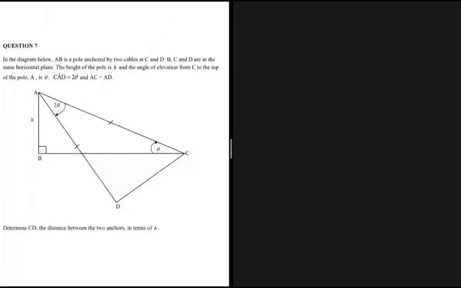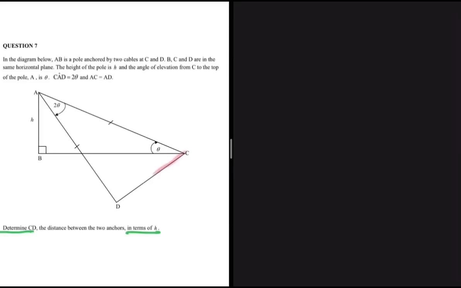Let's determine CD, the distance between the two angles, in terms of H. What you want to do in this kind of problem, you will realize it towards the end, is that you have to start with the triangle that has the most information and move towards the triangle that has the least information. So let's look at our line CD.